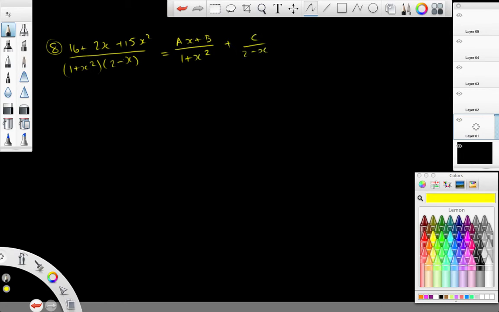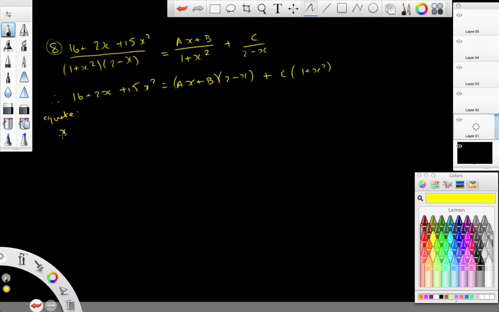They use it the other way around, like a plus bx. Anyway, it doesn't matter. So I can say therefore 16 plus 2x plus 15x squared must equal ax plus b times 2 minus x plus c times 1 plus x squared. And again, I would equate coefficients.